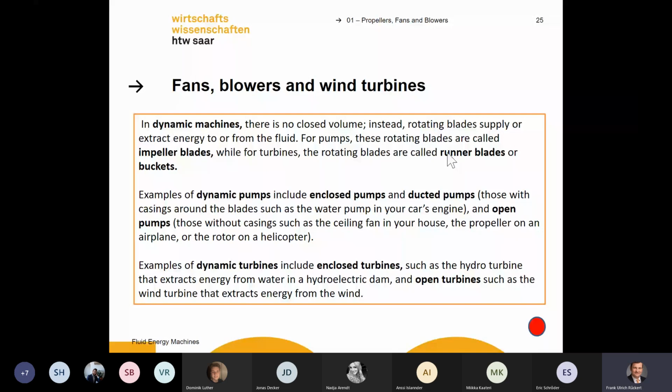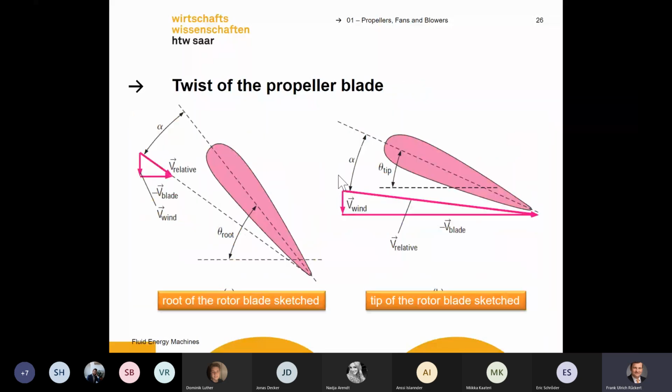You can read it on your own. I think I explained most of the parts. And let's come back to our blade, to our propeller. If we have our propeller, we have a twist of the propeller.